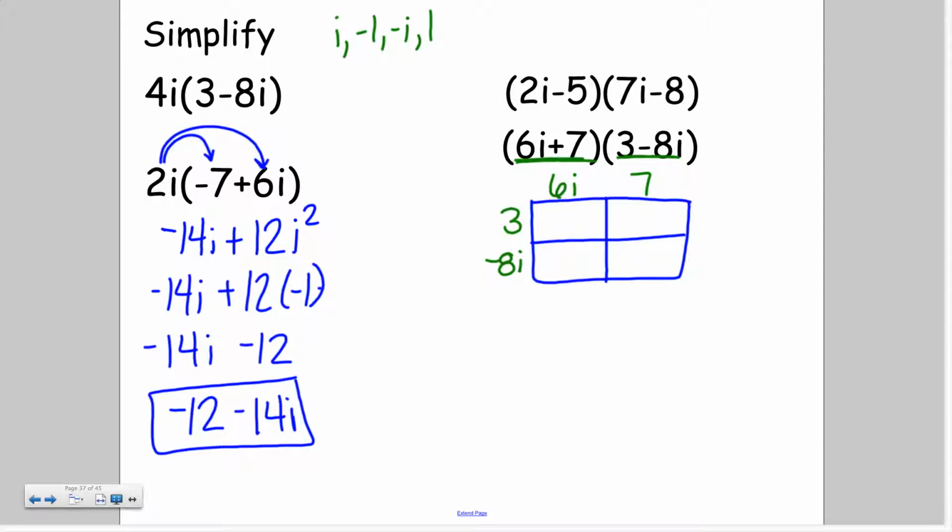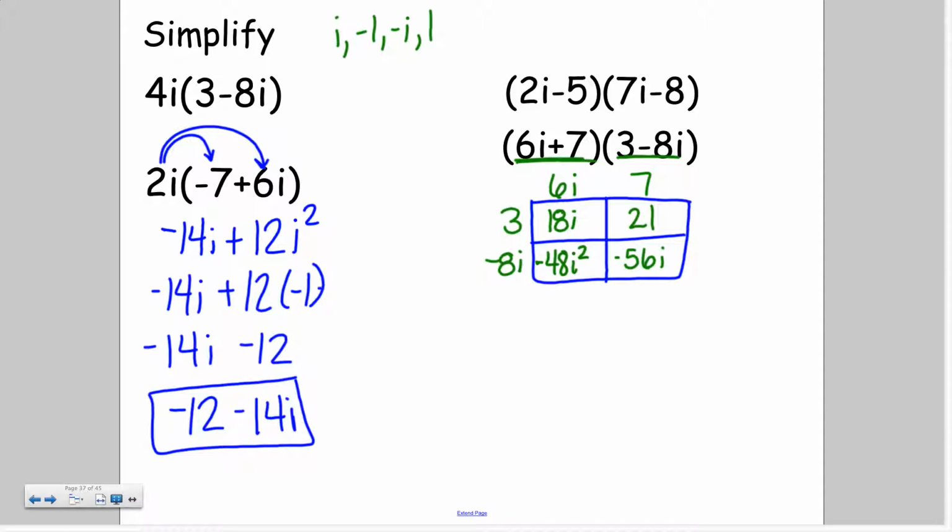So 3 times 6 is 18i. 6 times negative 8 is negative 48i squared. 3 times 7 is 21. And then 7 times negative 8 is negative 56i.